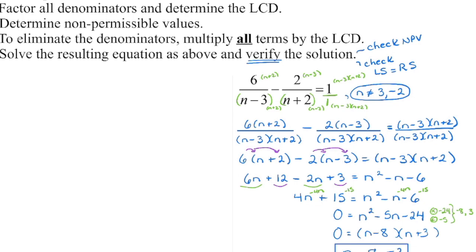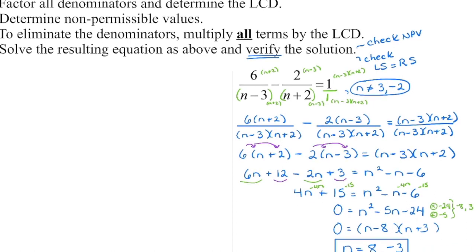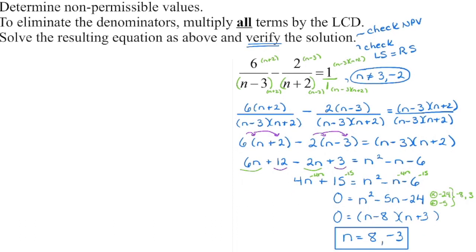So we're going to set each factor equal to 0, and we can see that when n is 8, that factor is 0. When n is -3, that factor is 0. And again, there's two things you have to do now. We have to verify to make sure that this is right. So we're going to go back up here, and we're going to check against the non-permissible values.